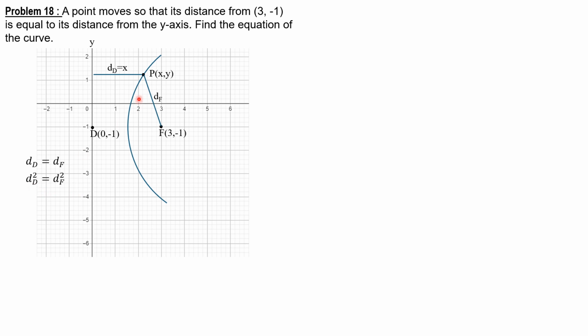D sub d square is x square. And d sub f square is quantity x minus 3 square plus y minus negative 1 quantity square. Y minus negative 1 is y plus 1 square. So x square equals x square minus 6x plus 9 plus y square plus 2y plus 1. Cancel out x squared. Simplifying, y square minus 6x plus 2y plus 10 equals 0. So that's the equation of the parabola: y square minus 6x plus 2y plus 10 equals 0.